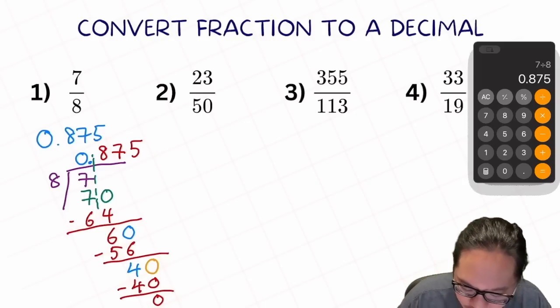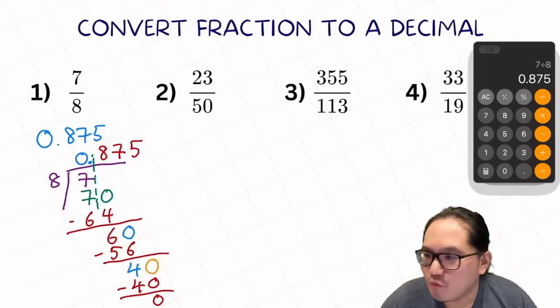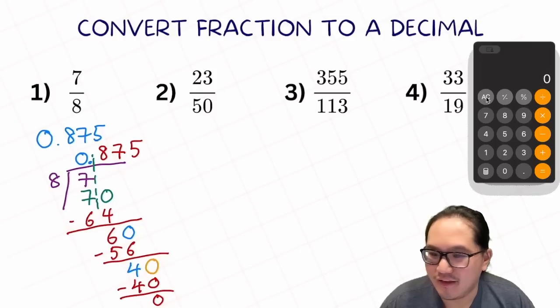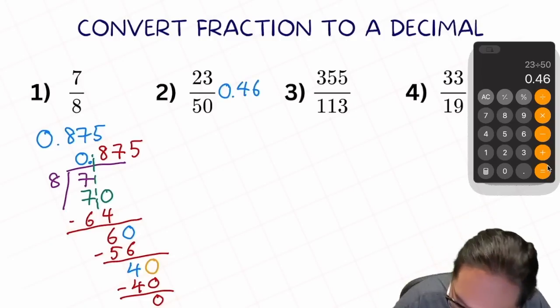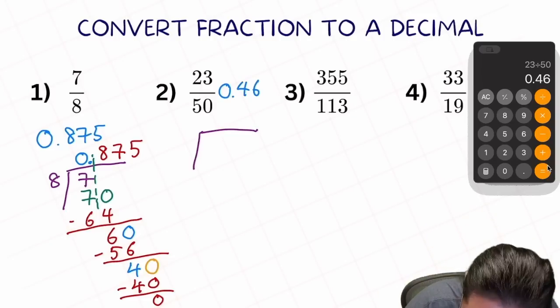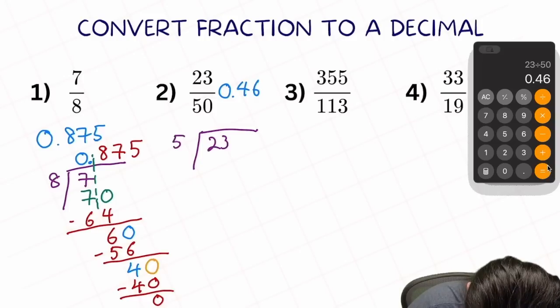We have 23 over 50. So using a handy dandy calculator, we know that 23 divided by 50 is equal to 0.46. So let's do this using long division. We got 23 over 50.